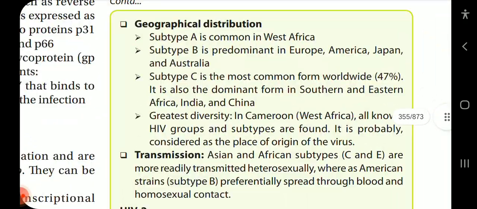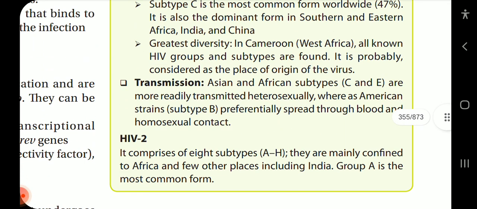Geographical distribution. Subtype A is common in West Africa. Subtype B is predominant in Europe, America, Japan, and Australia. Subtype C is the most common form worldwide, 47%. It is also the dominant form in southern and eastern Africa, India, and China. Greatest diversity: in Cameroon, West Africa, all known HIV groups and subtypes are found. It is probably considered the place of origin of the virus.